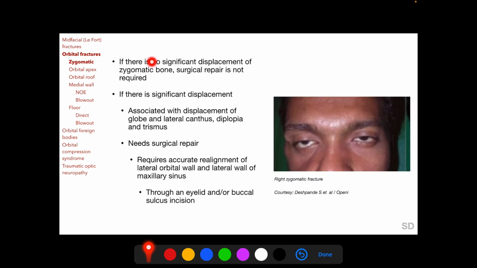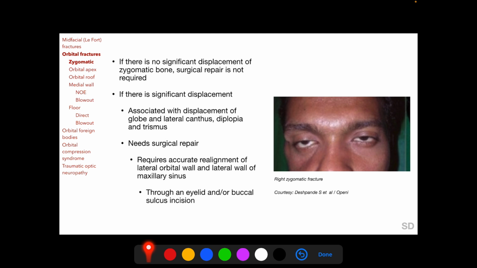If there is no significant displacement of the zygomatic bone, surgical repair is not required. But if there is significant displacement, there can be displacement of globe and lateral canthus. Displacement of the globe can lead to diplopia, and here we see inferolateral displacement of the lateral canthus. Trismus can occur due to spasm of the adjacent muscles, leading to an inability to open the mouth during chewing and talking.